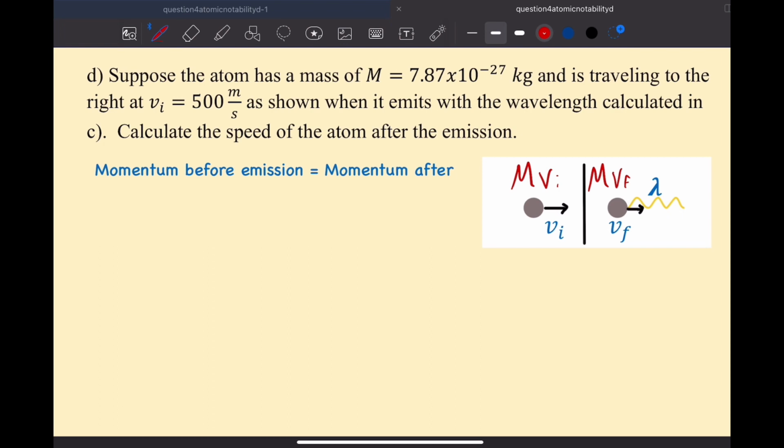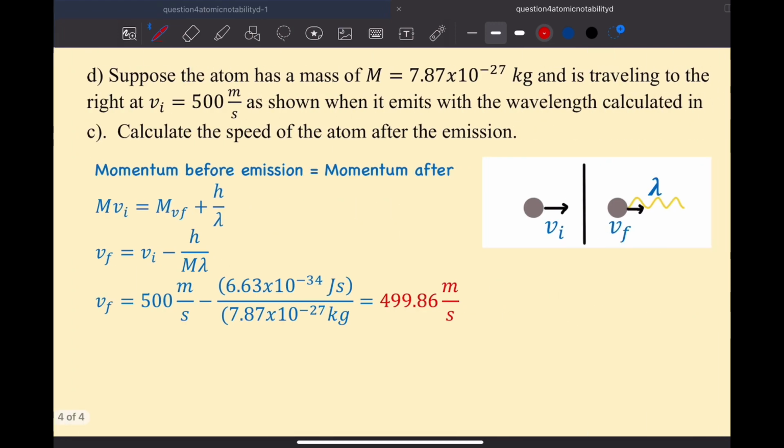And then even though the photon doesn't have mass, it does have a momentum. The momentum of a photon is given by Planck's constant over the wavelength of the photon. So in order to solve this, you just equate the initial momentum, m v_i, to the final momentum, m v_f, plus h over the wavelength, which is the photon's momentum. Solving that equation for the final velocity of the atom yields initial velocity minus h over m lambda.